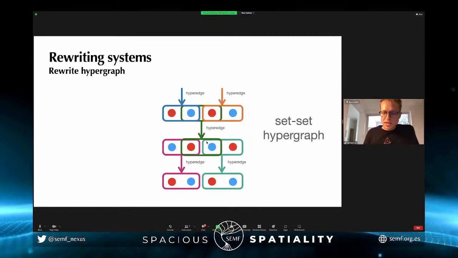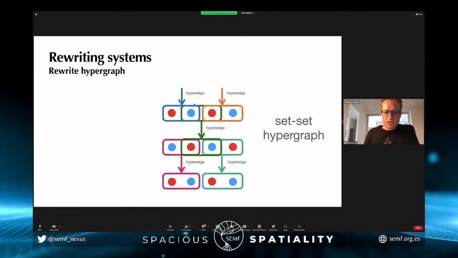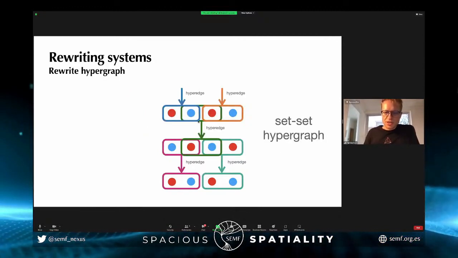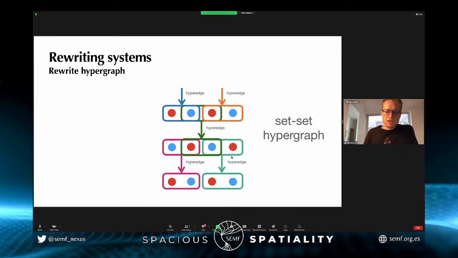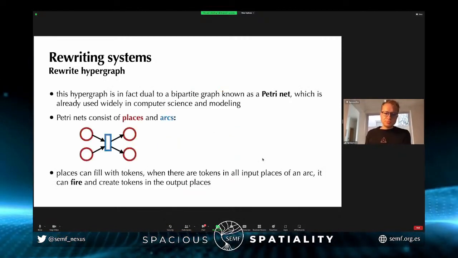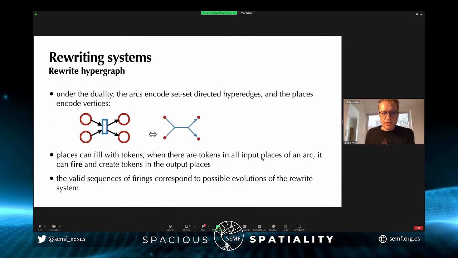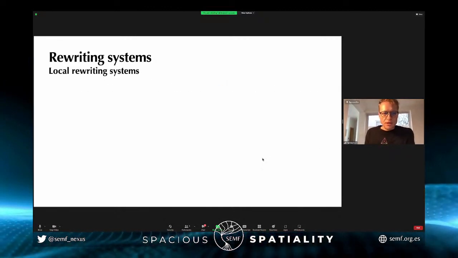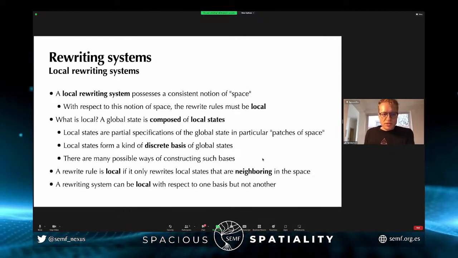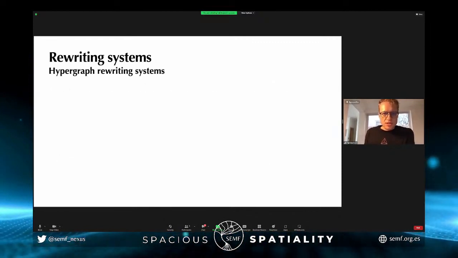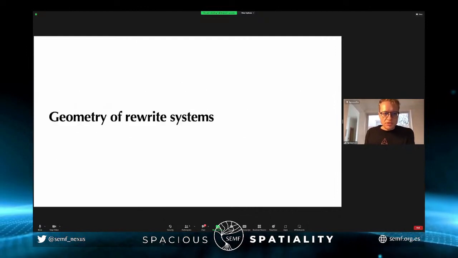And as you can see, this is a set-set hypergraph because these little patches are sets, and there's a source patch and a target patch. So these relate to objects called Petri nets, which I won't explain right now in the interest of time. Okay, I'm going to skip some of these sections, just because I'm a bit wordy.